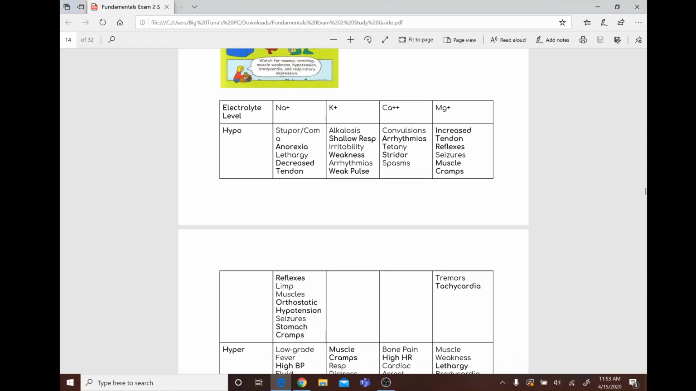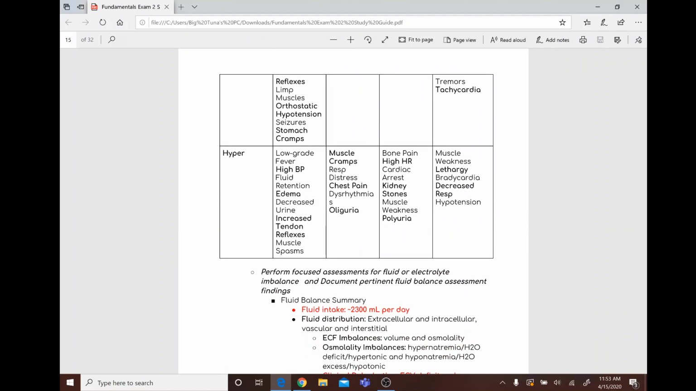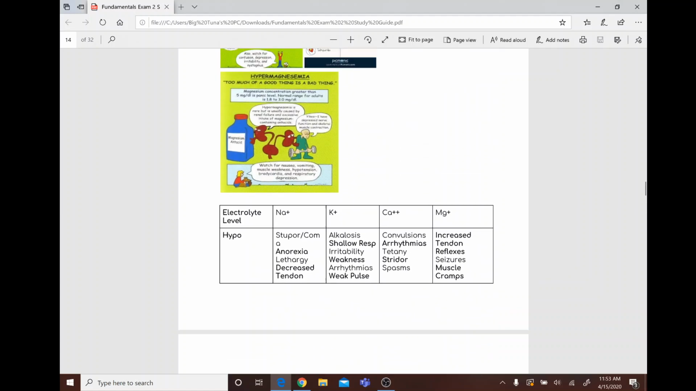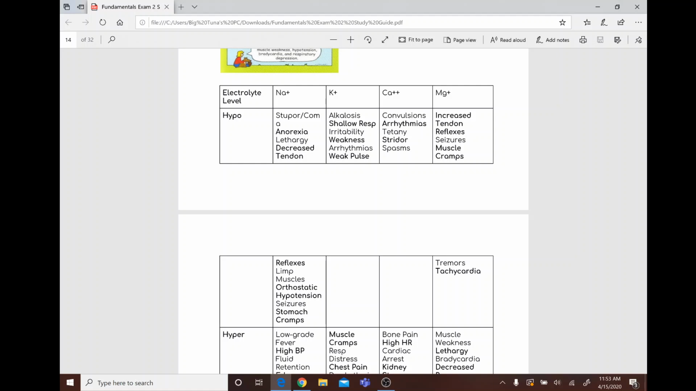What are the symptoms of hypokalemia? Alkalosis, shallow respirations, irritability, weakness, arrhythmias, and weak pulse. What are the symptoms of hyperkalemia? Muscle cramps, respiratory distress, chest pain, dysrhythmias, and oliguria. What are the symptoms of hypocalcemia? Convulsions, arrhythmias, tetany, stridor, and spasms.